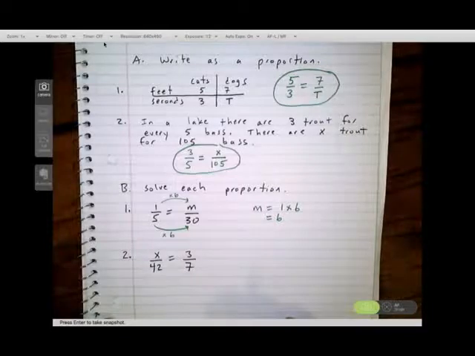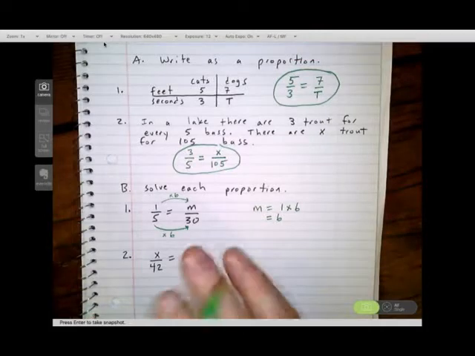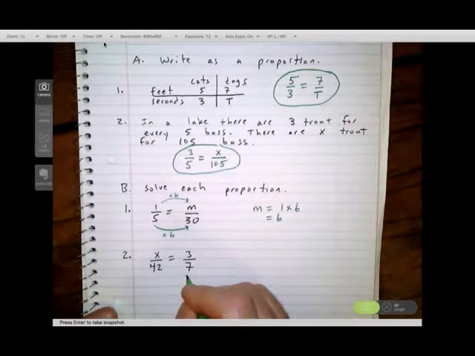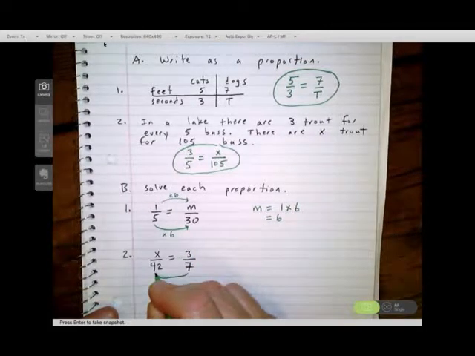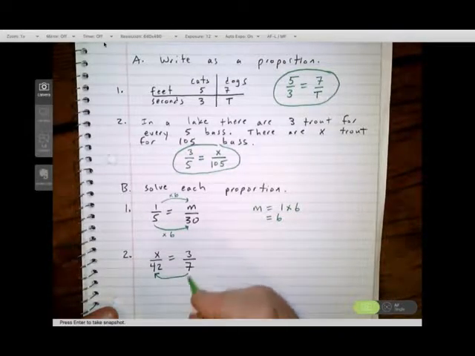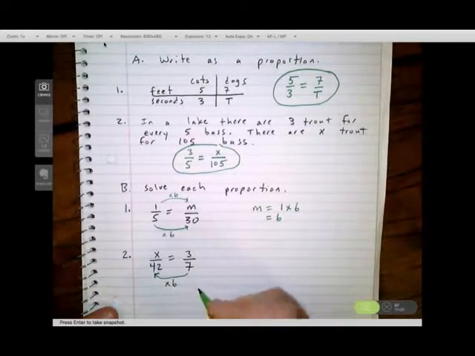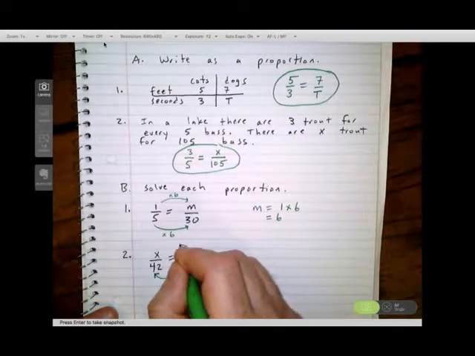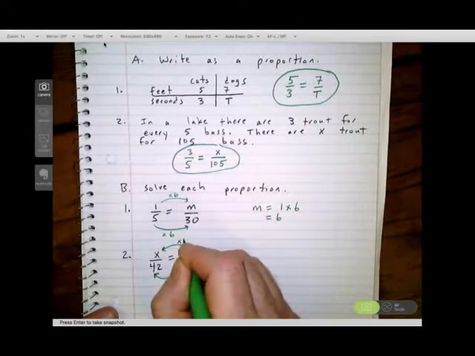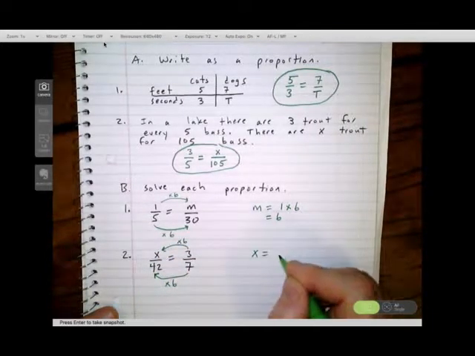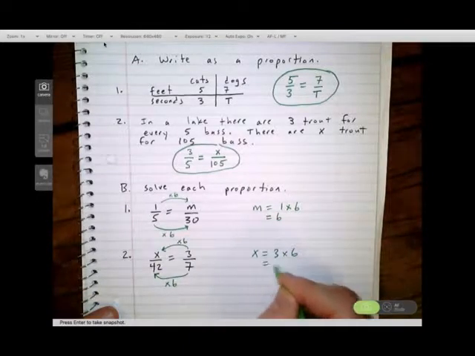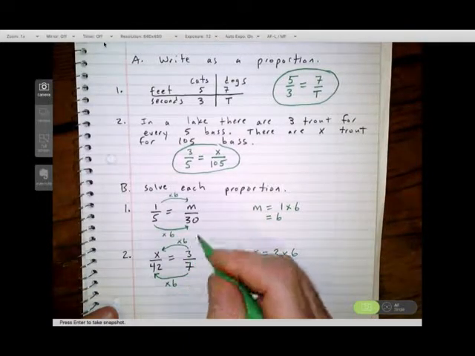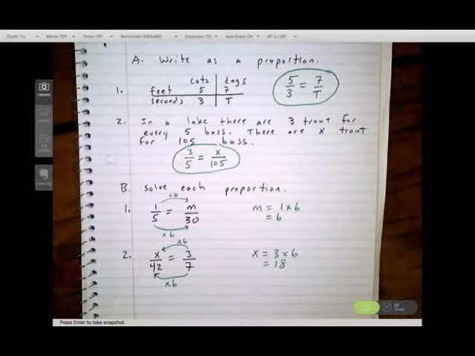Okay, so let's figure out what we're multiplying here. Oh, looks like it's going to be 6 again. I just made these up in my head before I wrote them down here, so not every problem is going to be a 6 like it is here. So 7 times 6 is 42. If I multiply 7 by 6 to get to 42, I have to multiply 3 by 6 to get x. So x equals 3 times 6, which is 18. Again, it's not always going to be a 6, but it just so happened to be the number that was stuck in my head when I was writing these out.